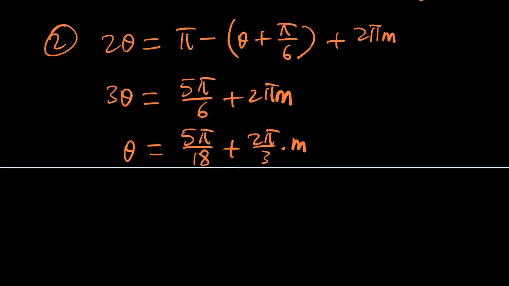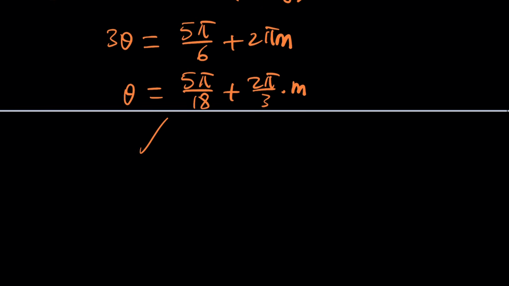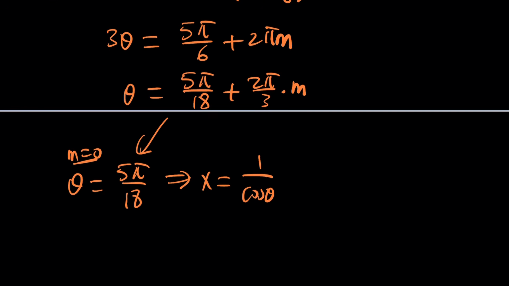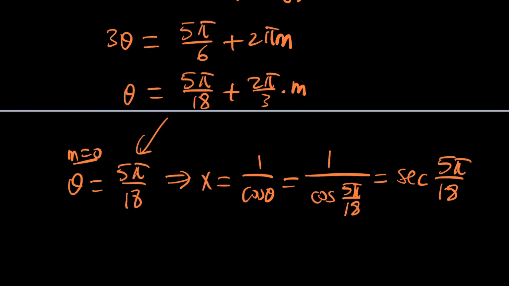Great, now from here you can obviously find more solutions, such as if m is equal to 0, theta is going to be 5 pi over 18. This is for m equals 0, obviously one of the solutions. And since x is equal to 1 over cosine theta, you need to look at cosine of 5 pi over 18. But what is cosine 5 pi over 18, right? We don't know, because it is basically 50 degrees, and we don't really have, or do we? That's a good question to answer, right? But we can just write it as secant of 5 pi over 18, and whatever that value is, you can find it. And of course, there are going to be more values.